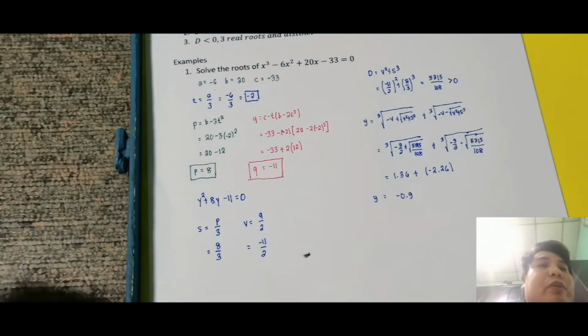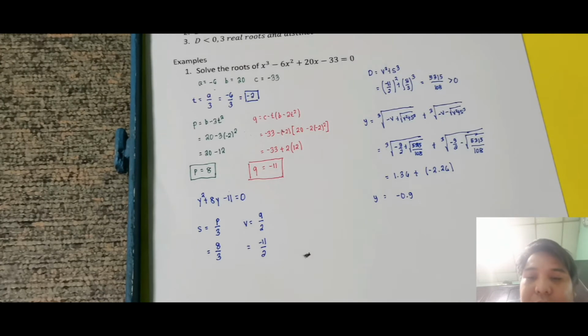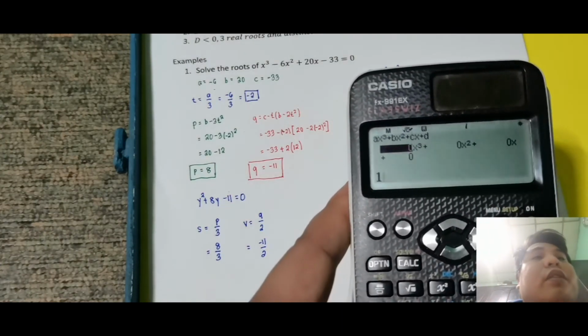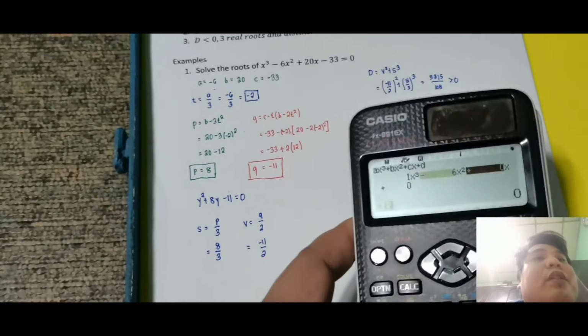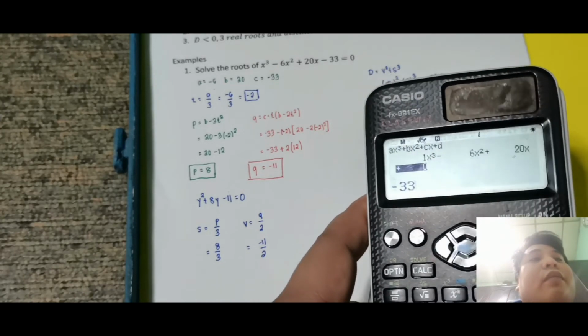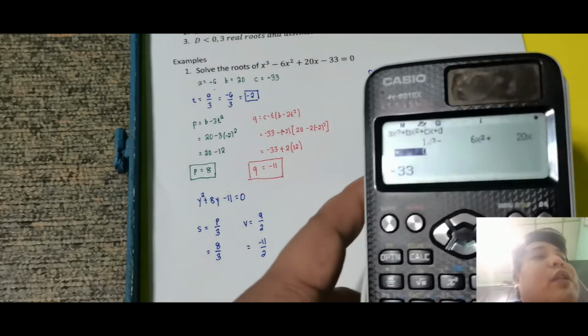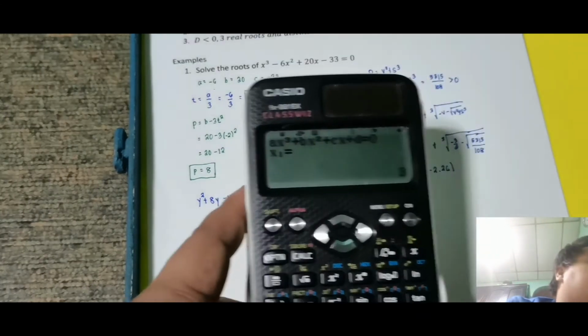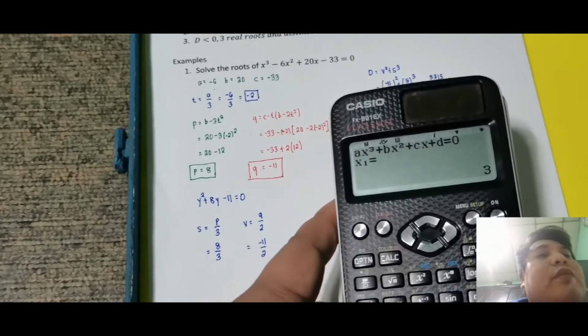Okay, so before natin isolve pa yung x, check ko lang din yung value, since kaya ko namang i-calculate, para ma-verify natin kung may mali o tama sa ginagawa ni sir. So that is degree 3, so check natin na that is x cube, no? So that's 1, negative 6, 20, and negative 33. Okay, so ang value daw ng x sub 1 is 3.